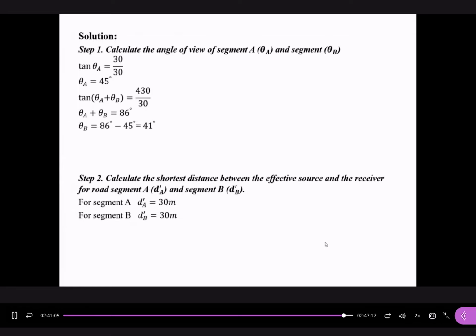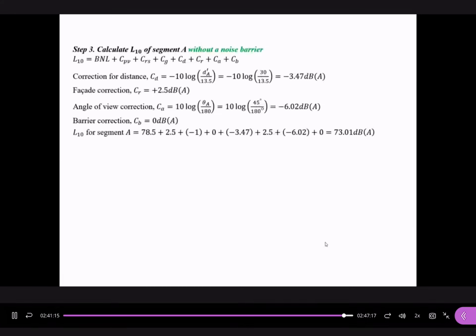Now with the angle and also the direct distance, we are able to find out the L10. First of all, we consider segment A without a noise barrier, before the installation of a barrier. All of them are given. For CD, you can just put in 30 into these equations. We got minus 3.47 dBA. The angle of view correction, CA, is 45 degrees, so the correction factor is minus 6.02 dBA. And for barrier correction, we consider that there is no barrier, so CB is equal to 0 dBA. Then you put all of them into the given equations, you got 73.01 dBA. This is 7A without a barrier.